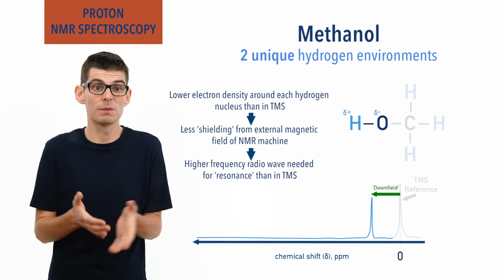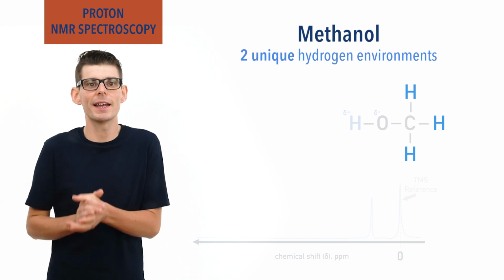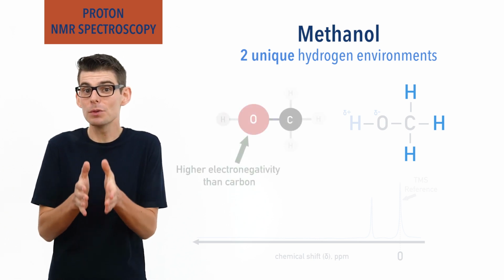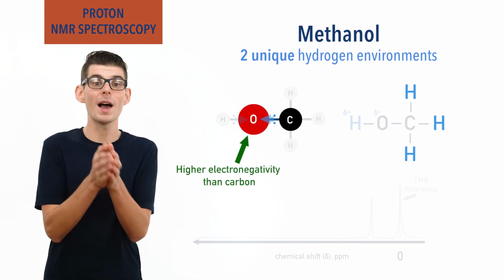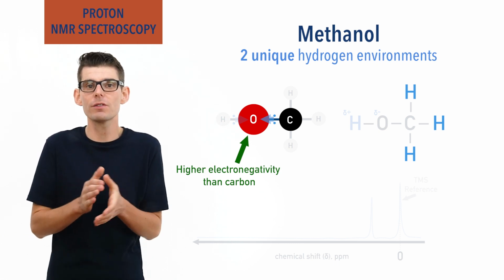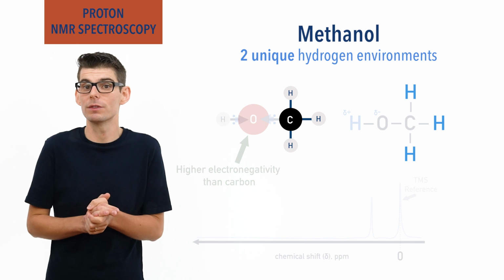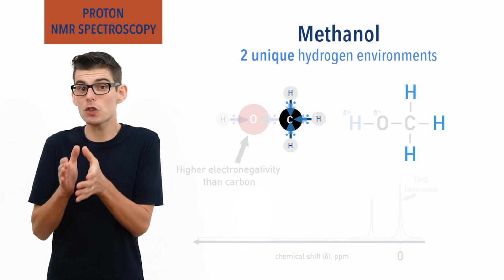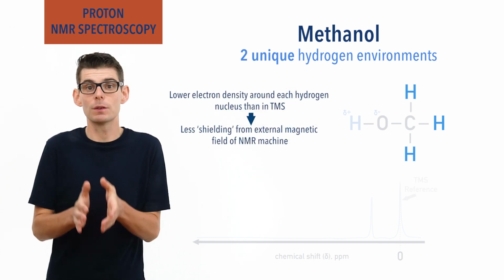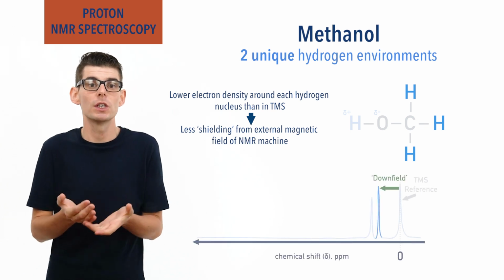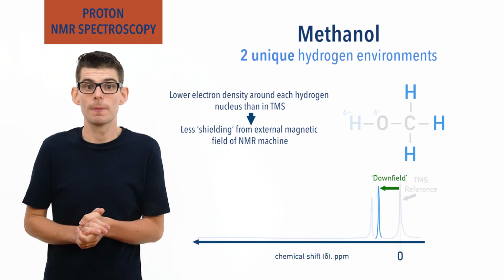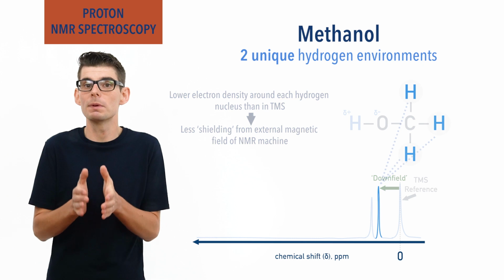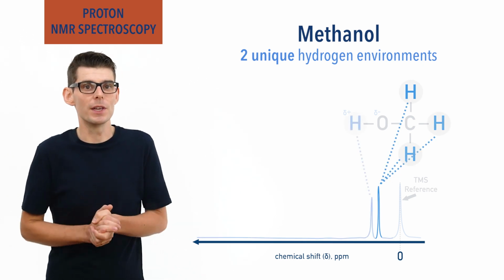The other hydrogen environment, the three hydrogens bonded to the carbon, have a higher electron density than the hydrogen bonded to the oxygen. As the oxygen has a high electronegativity and pulls electron density away from the carbon atom as well as that first hydrogen atom, the other hydrogens bonded to this carbon will also have electron density pulled away slightly as a result. This means that they too will have less shielding than the protons in TMS, and will have a chemical shift slightly downfield to the reference of TMS as a result. As they have a greater electron density than the hydrogen bonded to the oxygen, however, the chemical shift will be less than for the hydrogen proton in the OH group.